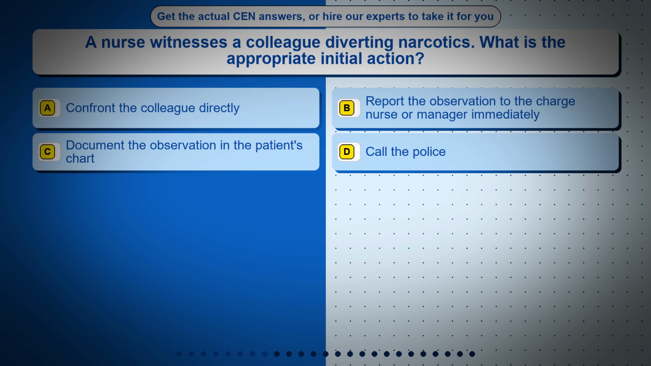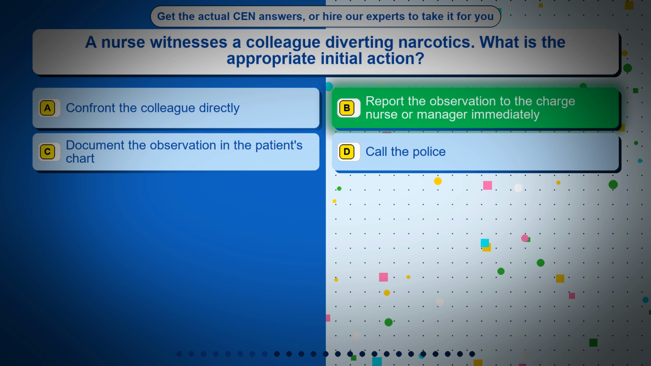Question 8. A nurse witnesses a colleague diverting narcotics. What is the appropriate initial action? Option A, confront the colleague directly. Option B, report the observation to the charge nurse or manager immediately. Option C, document the observation in the patient's chart. Option D, call the police. The correct answer is option B, report the observation to the charge nurse or manager immediately.